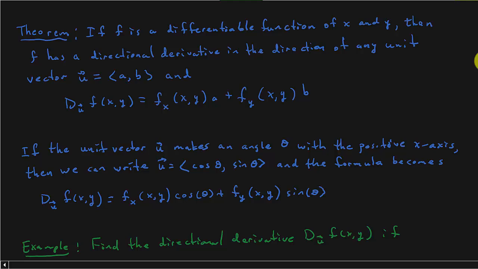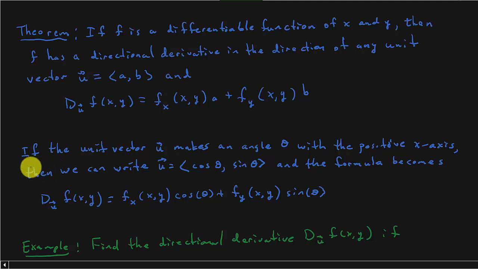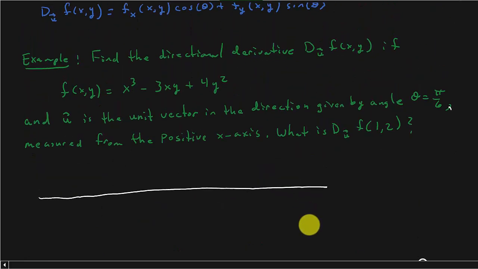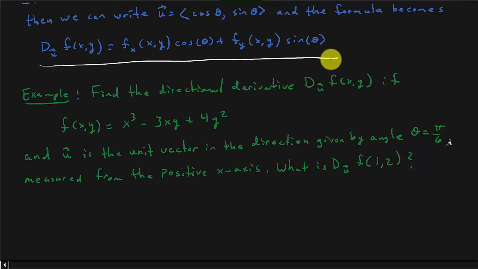All right, so let's use this to work this next problem. Notice here what they're telling us. They're telling us the angle that the unit vector makes with the positive x-axis. So if they tell us the angle, then we can use this. Let's see. We can use this right here.